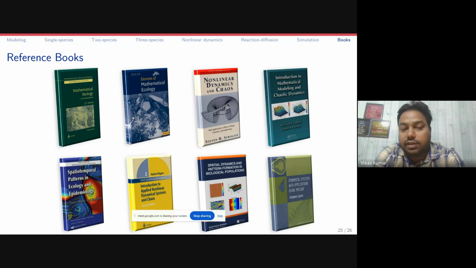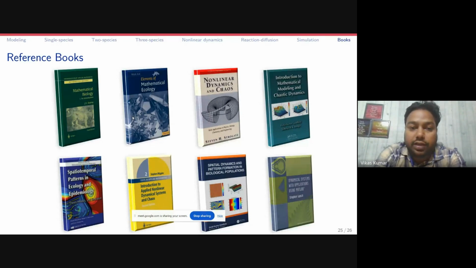One is related to some ODE models. The second one is with the PDE models. So there are two volumes of the Mathematical Biology book by J.D. Murray. You can even find the lectures of J.D. Murray on YouTube. So there is the J.D. Murray book, first one. The second one is Mathematical Ecology by Mark Kot.